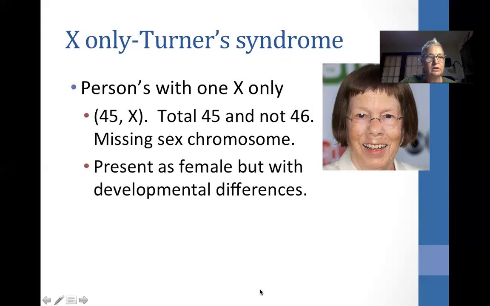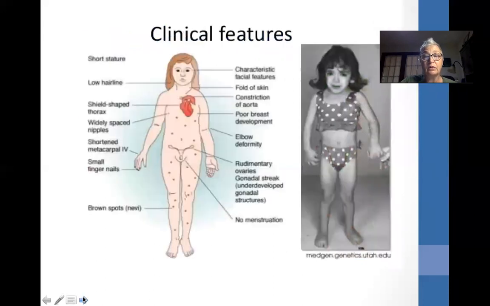So let's look at some other situations of chromosome number abnormalities. Here's another example of a young lady with Turner syndrome. There's short stature, low hairline, constriction of the aorta, poor breast development, elbow deformity, no menstruation, brown spots, weird stuff, and it's honestly hard to explain why some of these things happen. But this girl is pretty normal too. It's not horribly obvious, and functionally it doesn't necessarily limit what a person can do. It will all depend.